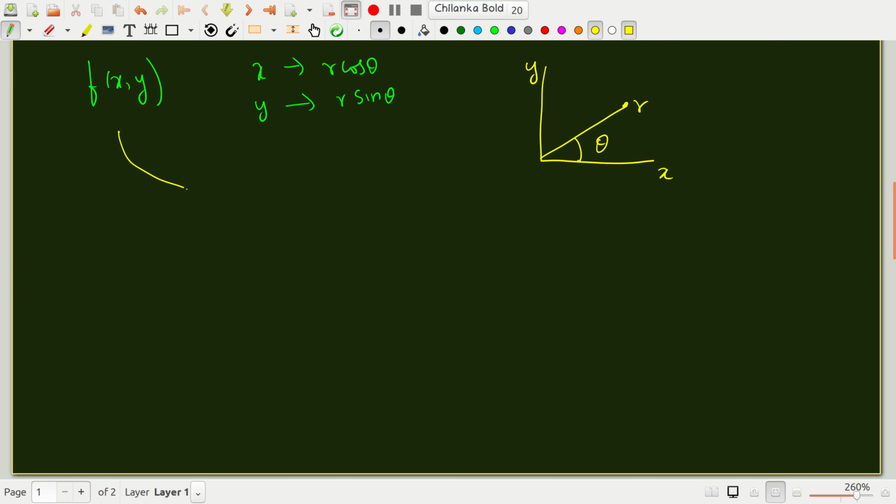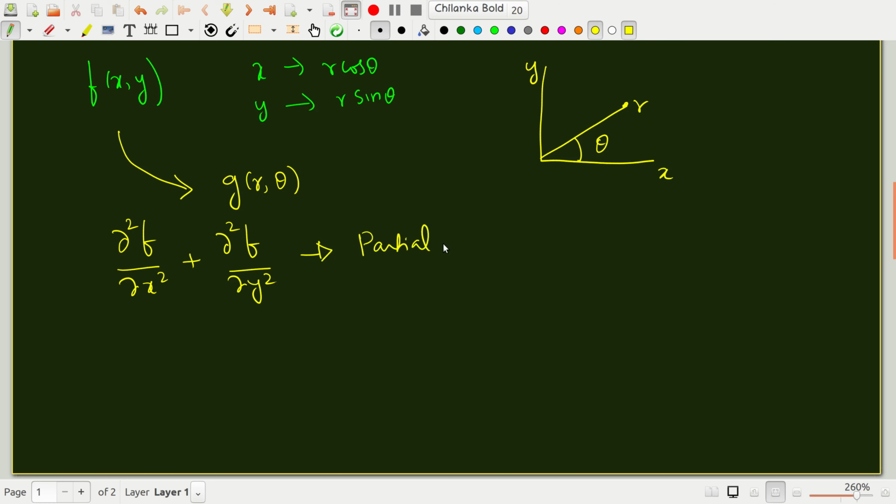Now I would like to convert f of x, y to g of r, theta, the same function but represented in terms of the new variables r and theta. Not just convert the function, I would like to convert this partial differential expression, because it is comprised of partial derivatives, higher order partial derivatives. In fact, this operator is called the del squared operator or the Laplacian operator.